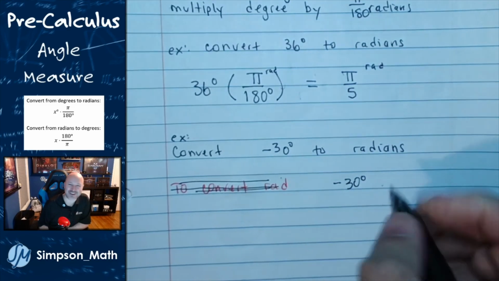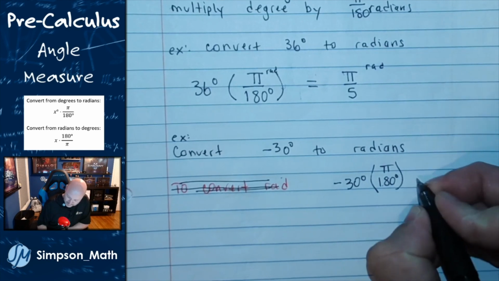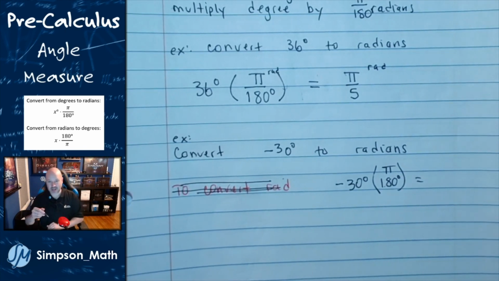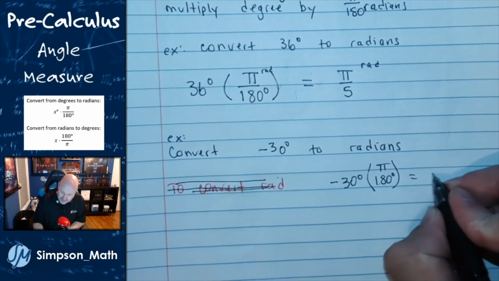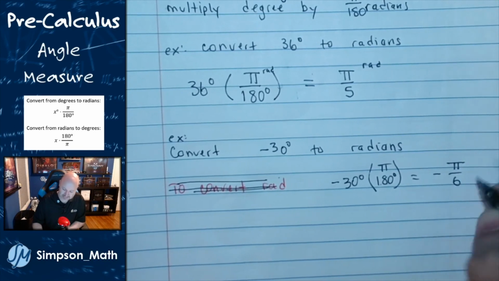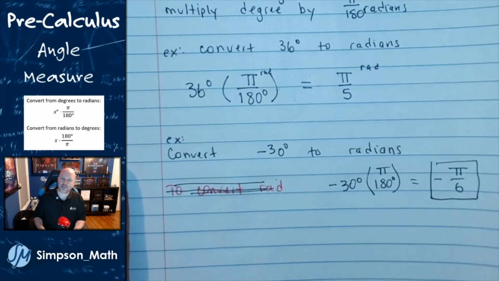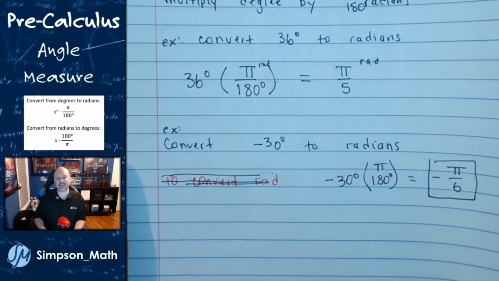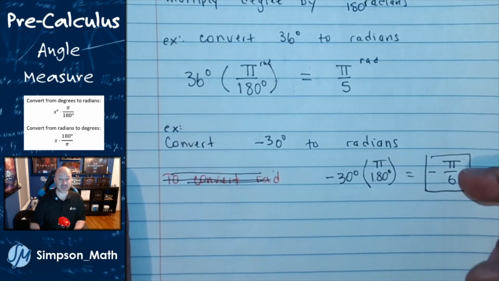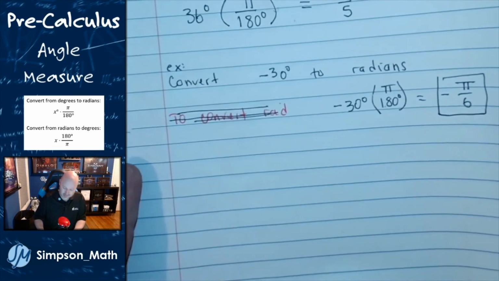I'll take that negative 30 degrees and multiply by pi over 180. The zeros nicely reduced. The degrees symbols reduced. 3 goes into 18 6 times. So this is negative pi sixths. So negative 30 degrees is equivalent to negative pi sixths radians. Notice I didn't write the radians, it's just understood. We're now in radians. All right, let's do the other way.